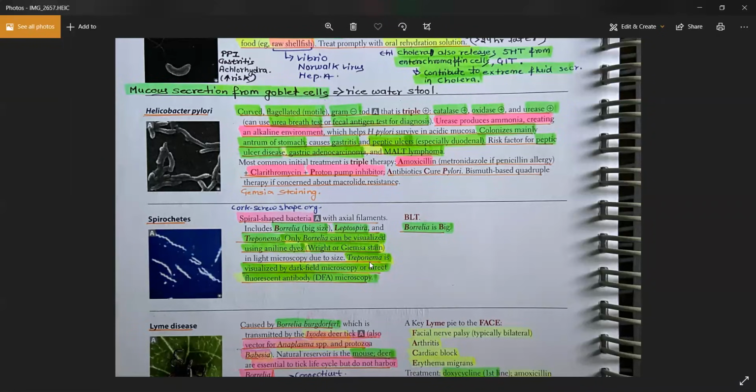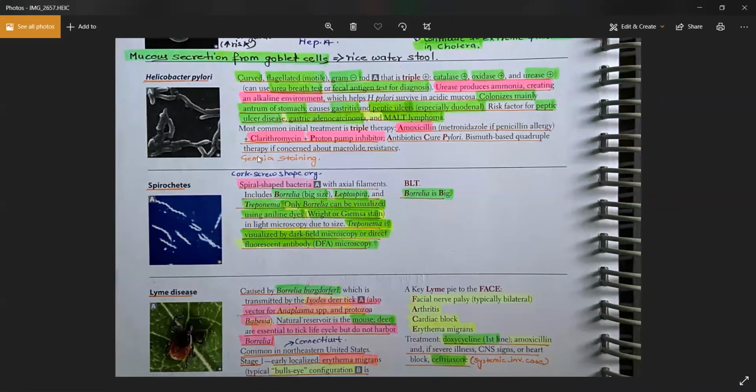Very important, you can also do Giemsa staining as well as silver staining. Step 1 is most likely to give you the silver staining for H. pylori, and it will appear as black bacteria in a yellowish background. So whenever you see this type of slide, a yellowish background and some blackish bacteria, they are most probably giving you a case of H. pylori infection.